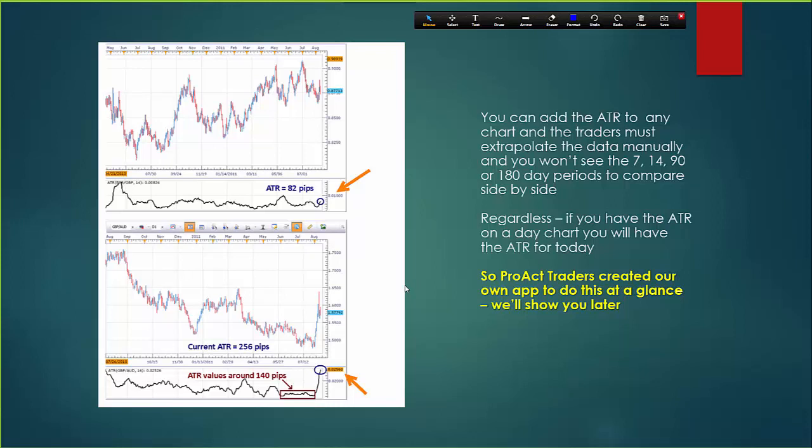In your case, you won't see the 7, 14, 90, or 180-day periods to compare side by side, which we do, but I'll show you that later. Regardless, if you have the ATR on a day chart, you will have the ATR for today as long as you're using a 14-day period, all right? Now, ProAct Traders created our own app to do this at a glance, and I'll show you that later. But the important thing is that the ATR is available to virtually every trader on the planet, all right?